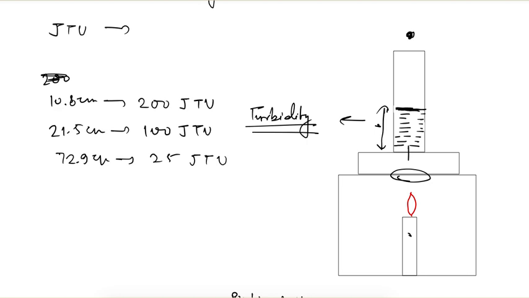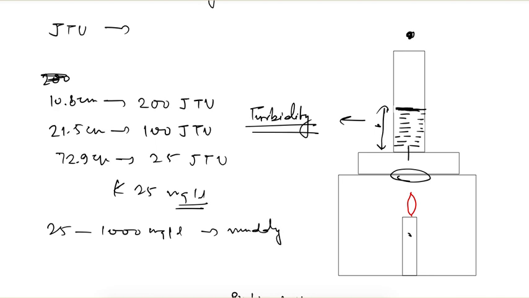And this instrument cannot measure the turbidity below 25 units, that is 25 milligram per liter. So it is useful for 25 to 1000 milligrams per liter. This range of turbidity will be there for muddy water. The turbidity for drinking water will be very less, at least less than this 25. So this instrument cannot be used to measure the turbidity of drinking water.